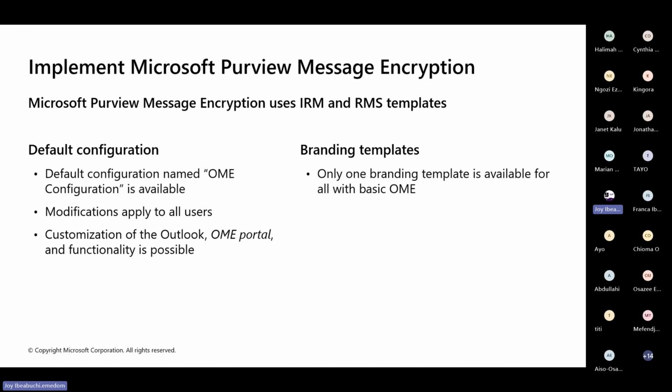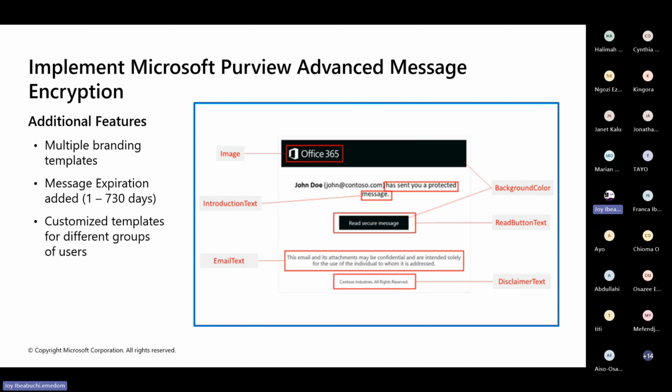So we have default configurations. We also have customization. And Microsoft has created what we call templates, information rights management and rights management templates, that you can use for configuring your encrypted message. Also, when you're configuring this message, you can actually also brand it, right? You can actually also brand your messages.